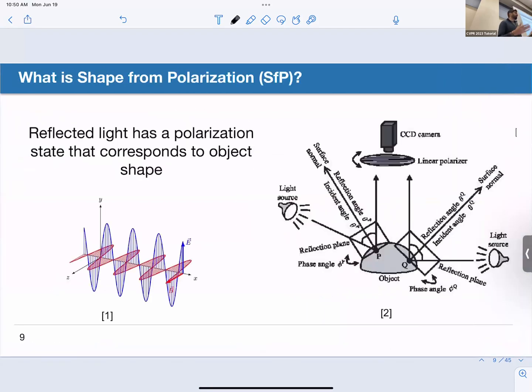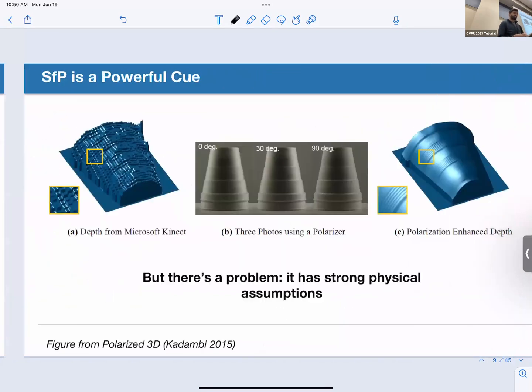So my colleagues have given a pretty good overview of what shape from polarization is. I'm going to drill down a little bit more into it, so at least we leave this tutorial with a clear understanding of what SFP is. So SFP, basically, polarized light reflects off an object and gives you the shape. That's the basic idea. Okay.